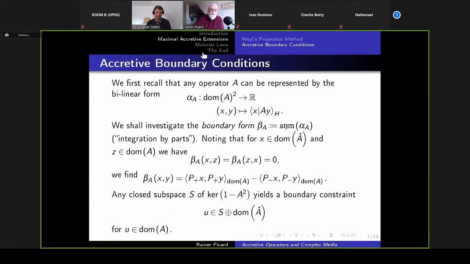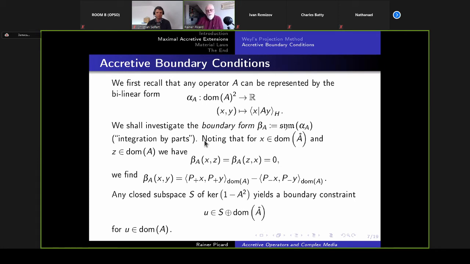Okay, now we get to the boundary condition bit. How can we approach the boundary condition? Well, we first start with the observation that A can be represented by the bilinear form x, A y in the inner product of H. And then we take the symmetric part of this form, and this will be referred to as the boundary form. If you spell it out, it actually is the integration by parts formula for the operator A. So this form represents the boundary term.